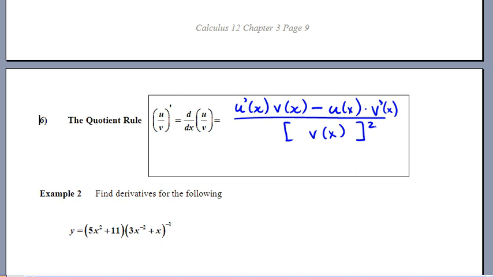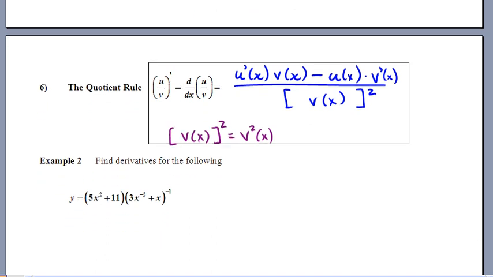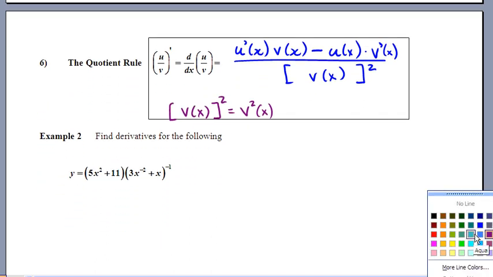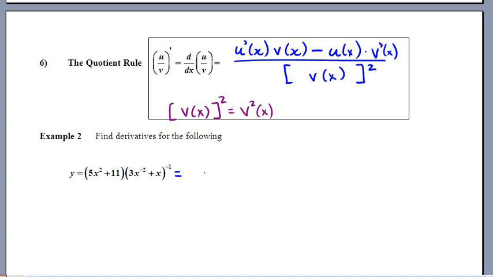Let's try that out. Okay, oh, by the way, another little short way of writing that. You know, if you're ever sitting there saying, oh, is there a shortcut for writing that down? Yeah, this could be written this way, if you chose. Just an option. Okay, very first question. This is actually a quotient. It's not a product, right? That -1 means that this question is really trying to say this. 5x squared plus 11 in the top, all divided by 3x to the -2 plus x.